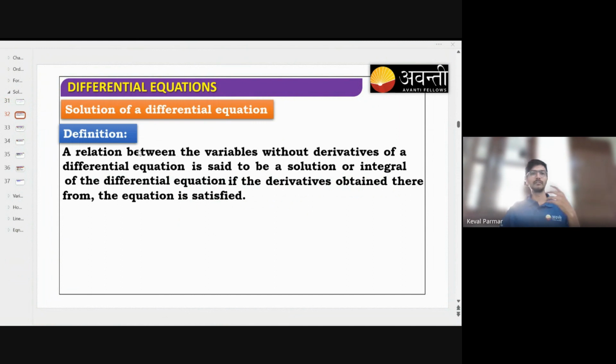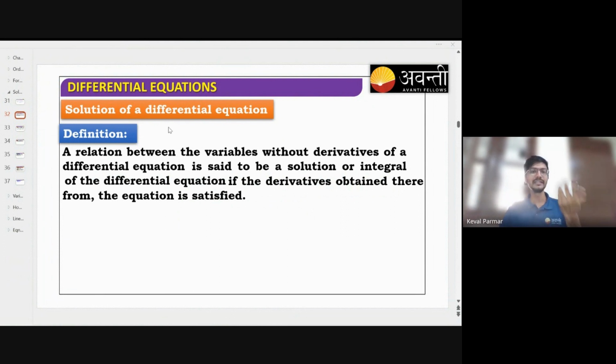So, definition: a relation between the variables without derivatives. That means we do not want the derivatives in the differential equation. And if we do not want the derivatives, then what we can do is integrate. So basically, solution of a differential equation means we have to integrate the differential equation.